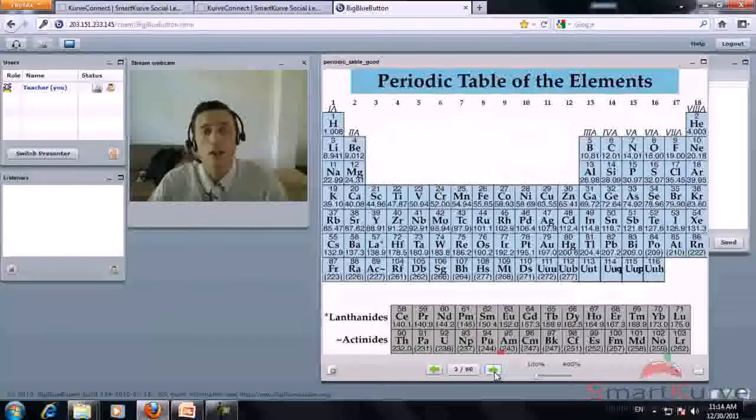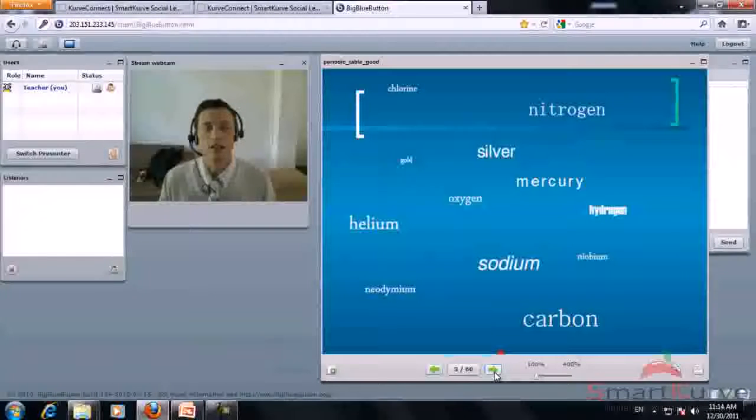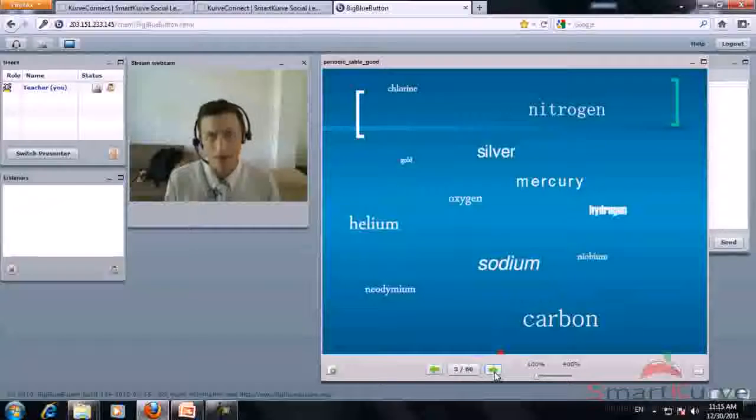Obviously, the first question that many people would have when we start to study elements is, what is an element? What actually is an element? Well, an element is a substance that only has one type of atom. It can't be broken down into several different types of atoms.